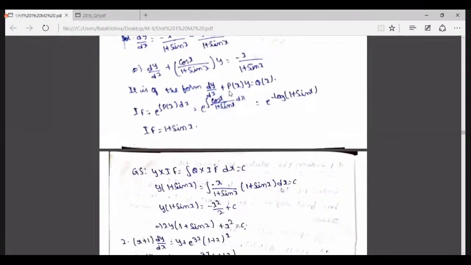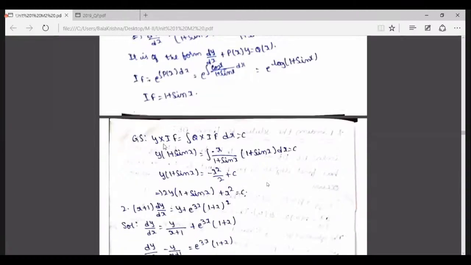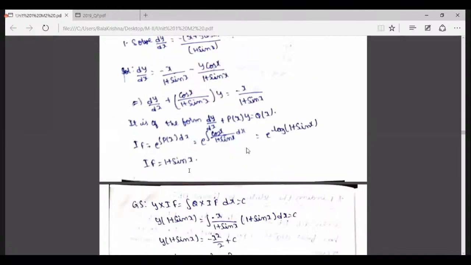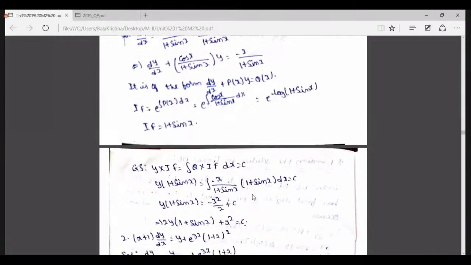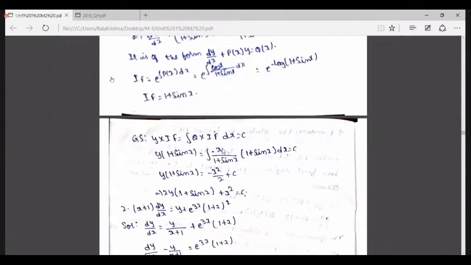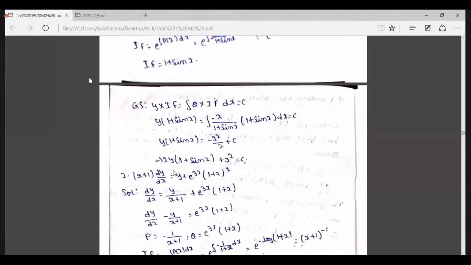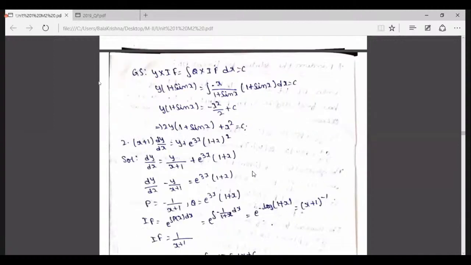So the general solution for this linear differential equation is: y, the dependent variable, into integrating factor is equal to integral q of x into integrating factor with respect to x. So y into 1 plus sin x is equal to integral of q of x, which is minus x by 1 plus sin x, into integrating factor 1 plus sin x. 1 plus sin x, 1 plus sin x gone. So we will remain with minus x. Integration of minus x is minus x square by 2. This is the solution. Clear?